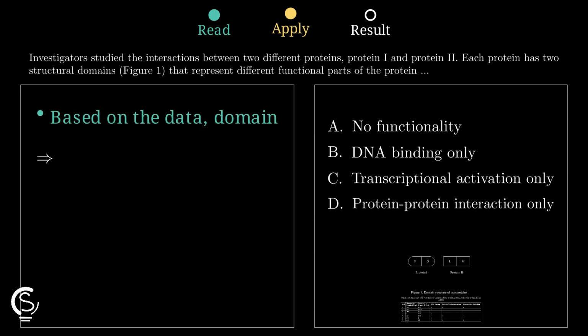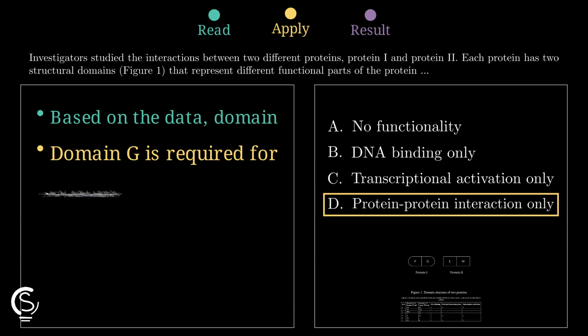From the tested combinations, G is required for protein-protein interaction, but it does not provide DNA binding or transcriptional activation by itself, which narrows the outcome hard. Then check domain M. M contains the transcriptional activation role, so pairing G with M still gives interaction from G, but not DNA binding.